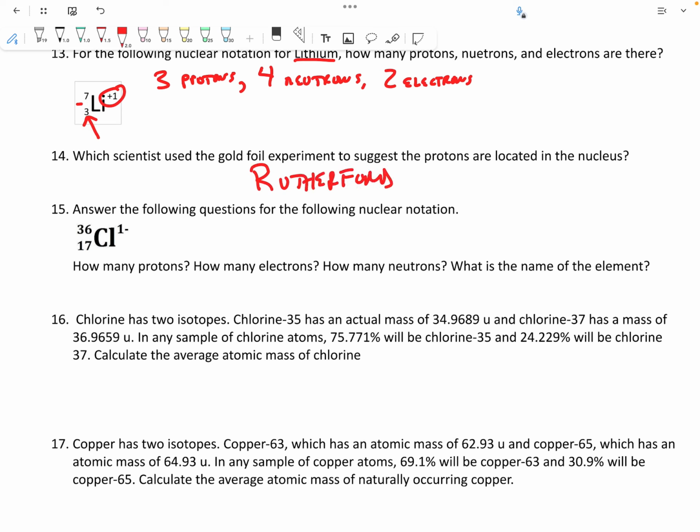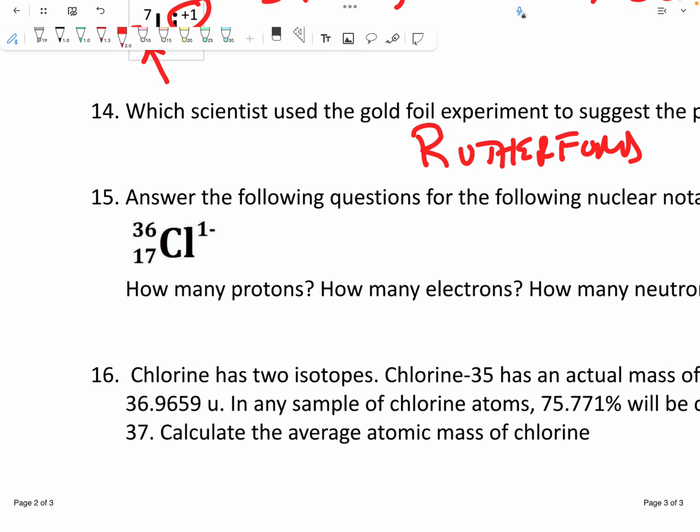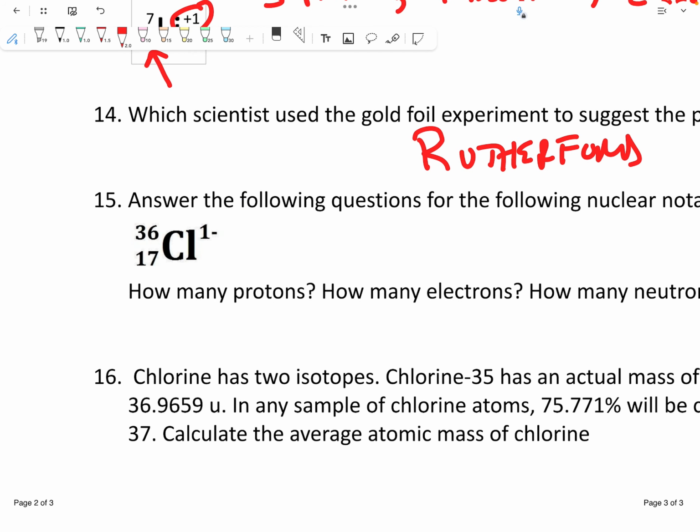All right. And then, answer the following questions for the following nuclear notation. We have chlorine here. We have an ion of chlorine. And so, let's see. Okay. How many protons? Well, that is going to tell you the number of protons. That would be 17 protons.